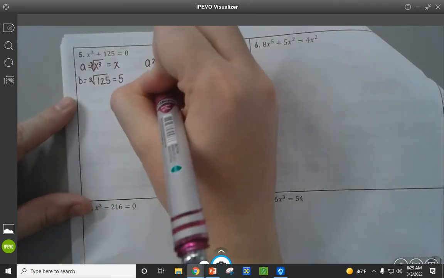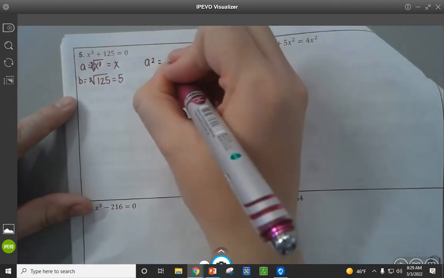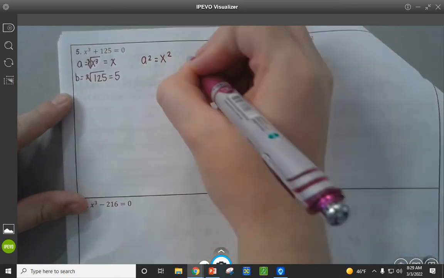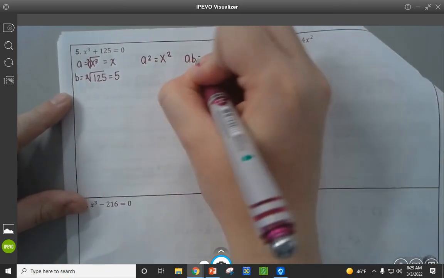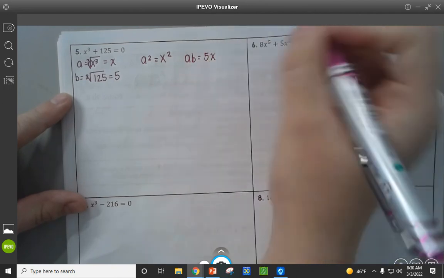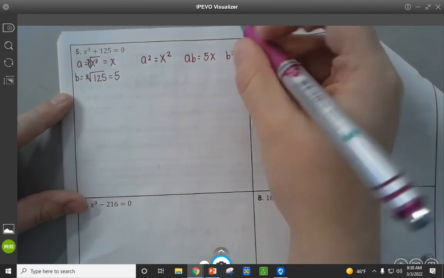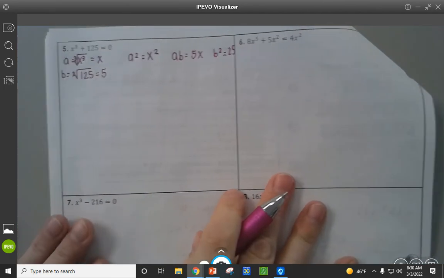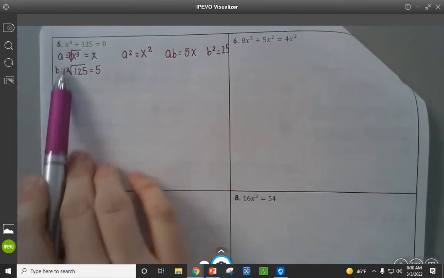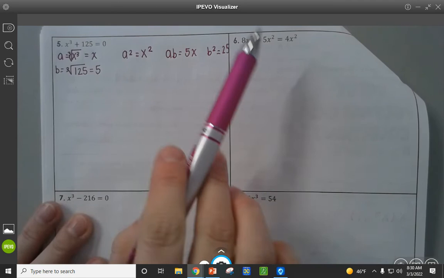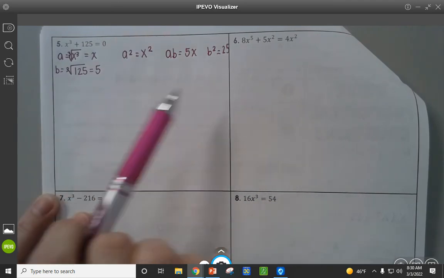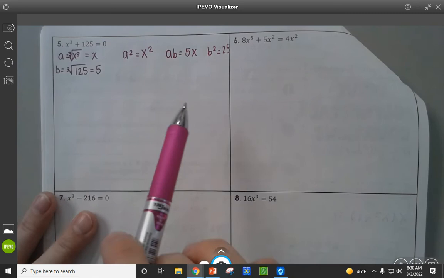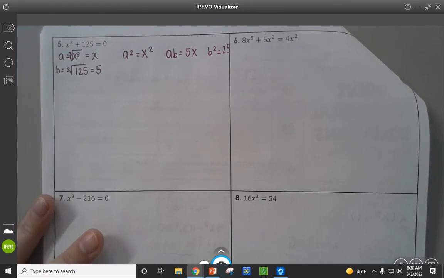So what is your a squared? X squared. What is your ab? 5x. And your b squared? 25. If you didn't know how to get any of those, you might want to go back and check the second part of the notes for 6.5, especially if you missed that day.